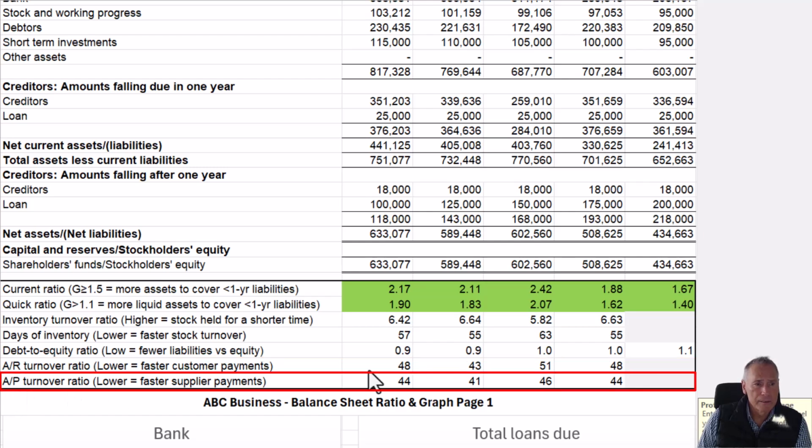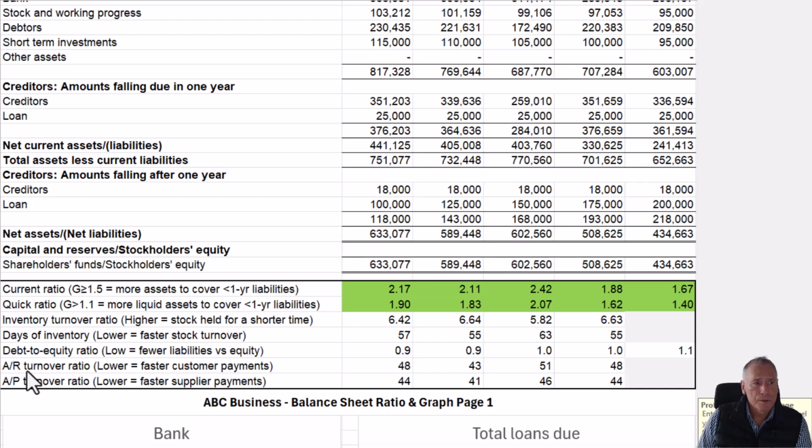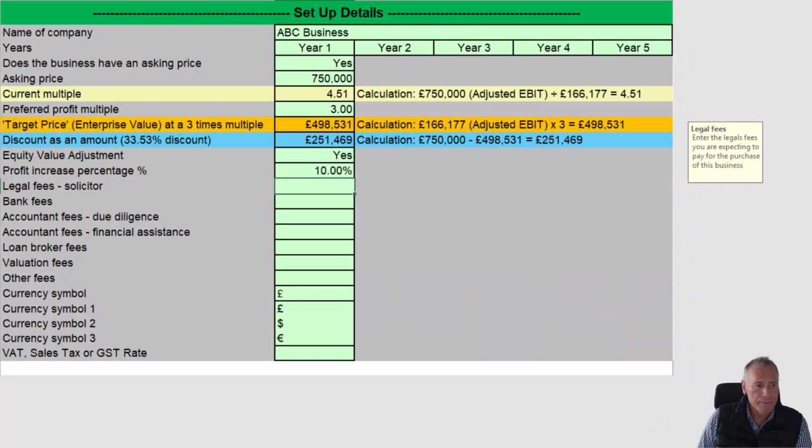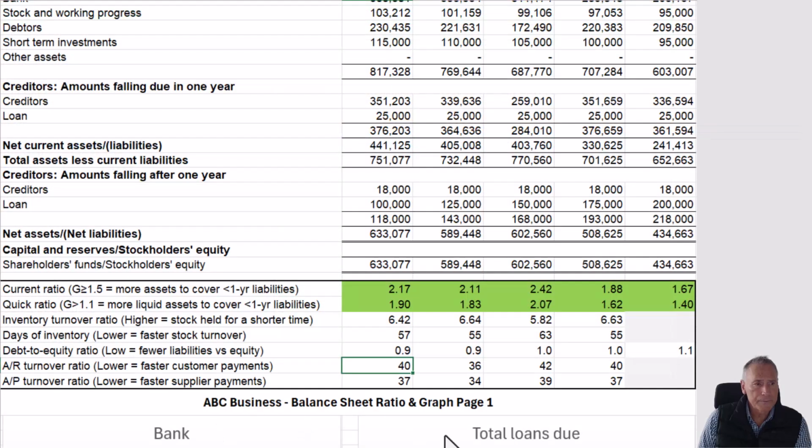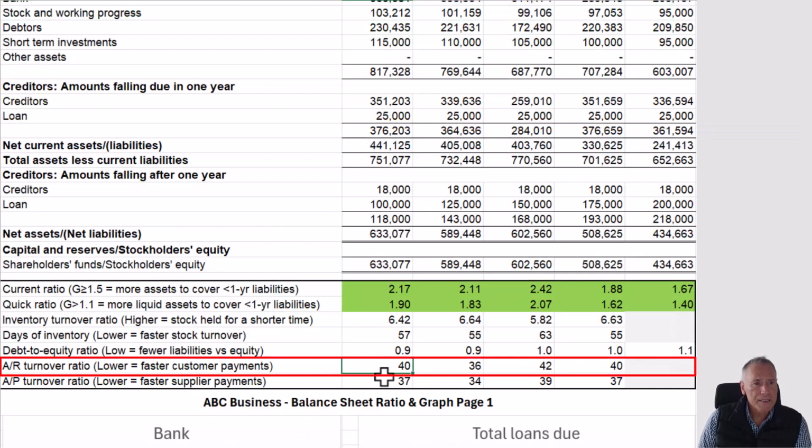You've got a debt to equity ratio, your accounts receivable turnover ratio, and your accounts payable turnover ratio. Now, one of the things that you could actually improve here, although having said that, there's an adjustment I need to make to the setup, is to put in the VAT rate for the business. And I'm going to assume everything is at 20% because that affects that ratio. So coming back here, you can see that's now reduced that to 40. But actually, that's quite high.